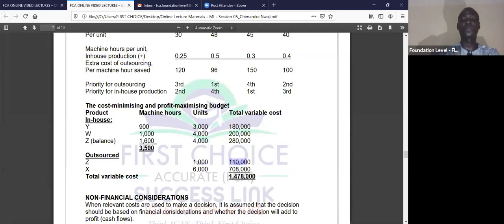I didn't do subtotal like I used to do, plus 280,000 plus 200,000 plus 180,000. You find out that it is 1,478,000. That is your total variable costs. So you can see that make or buy, we consider relevant cost.